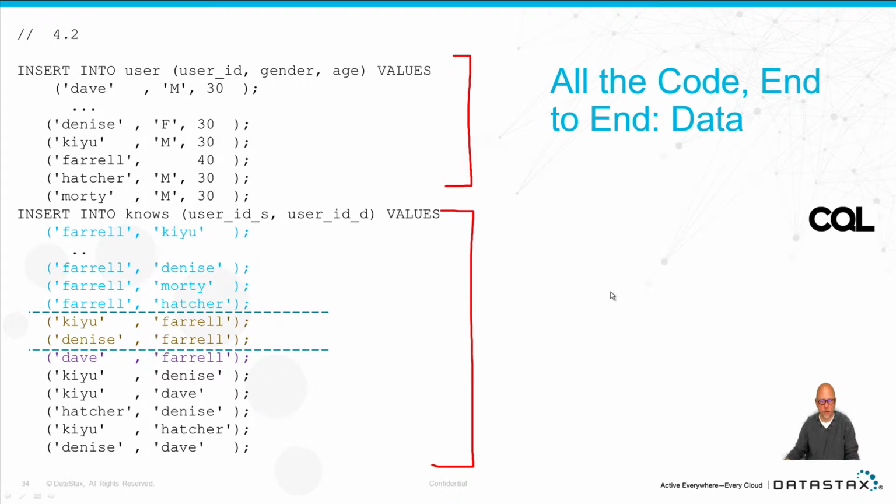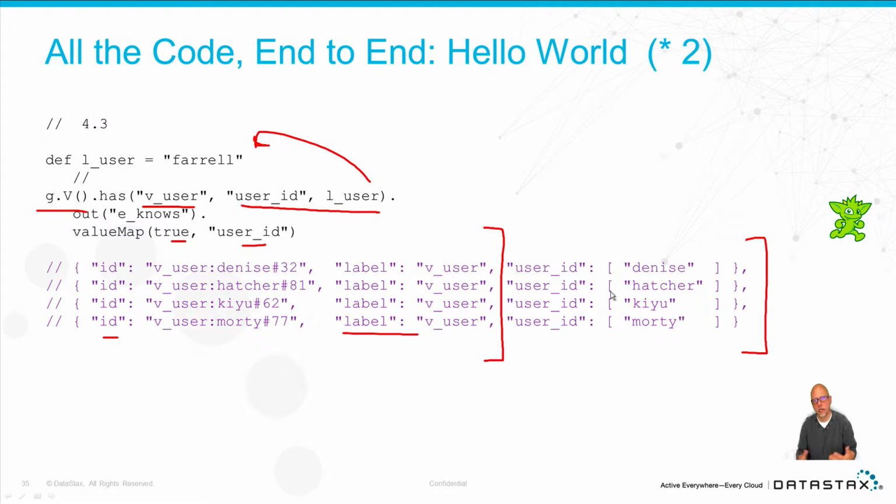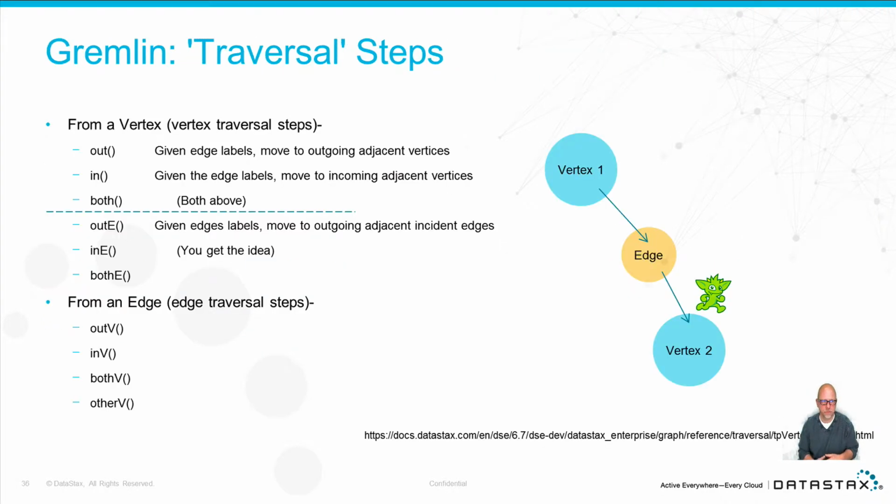Pretty much, I don't know myself, but that's implied, right? I don't know Dave. So these are the 4 people I know. So when I go out on user and say, who does he know? Boom. This would be like select star from table in SQL. So I've learned the has step, I've learned the out step, and I've learned the value map step.